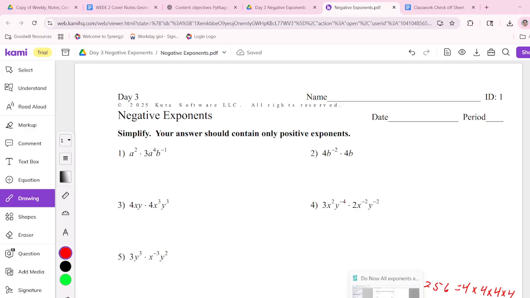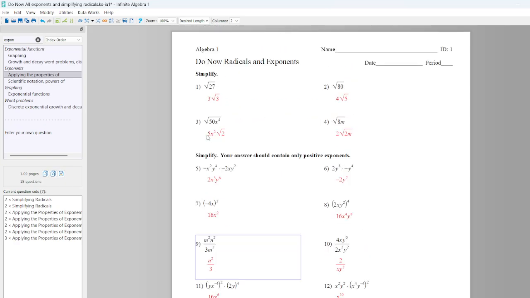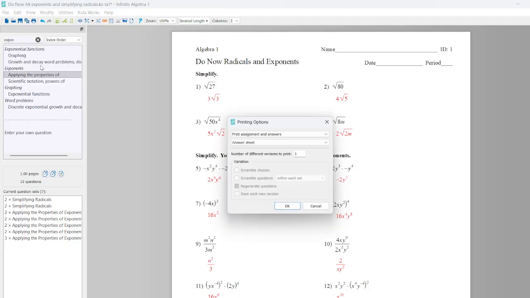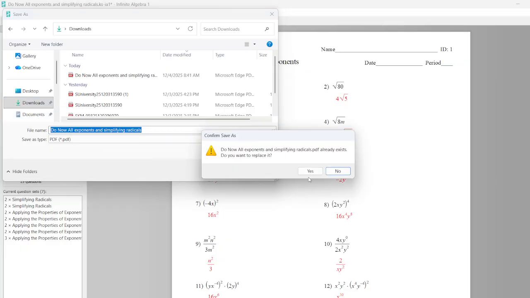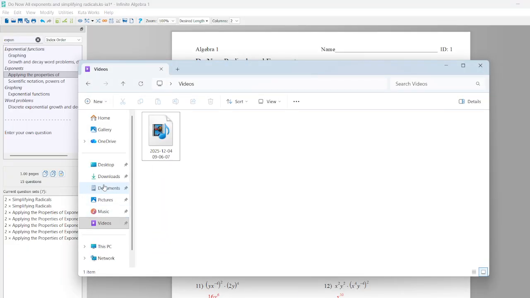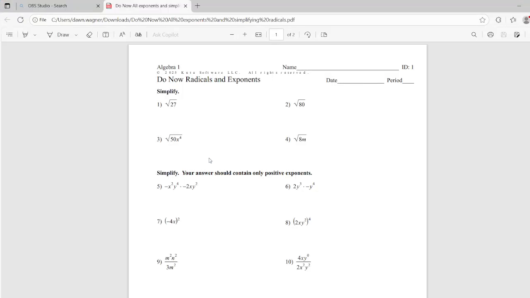So let's look at the do now right now. Is this the do now? Yeah, now this is what you have, right? File, print to PDF. Okay. Save. Yes. Downloads. Okay, here I am. Let me make this bigger for the people in back.